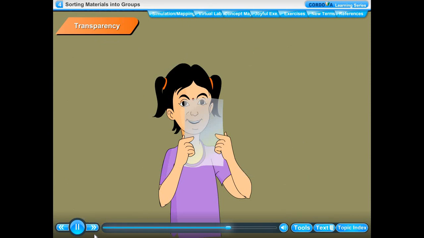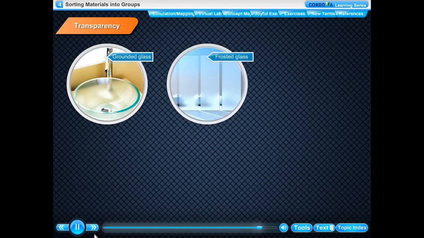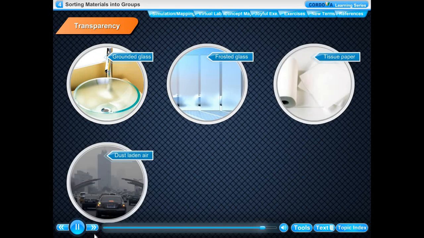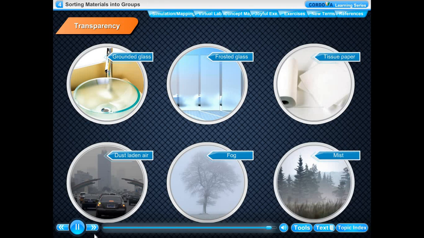If we hold a butter paper in front of our eyes, we can see partially through it. So, butter paper is a translucent material. Those materials through which we can see the objects partially are called translucent materials, and this property of the material is called translucency. Ground glass, frosted glass, tissue paper, dust-laden air, fog and mist are some translucent materials.